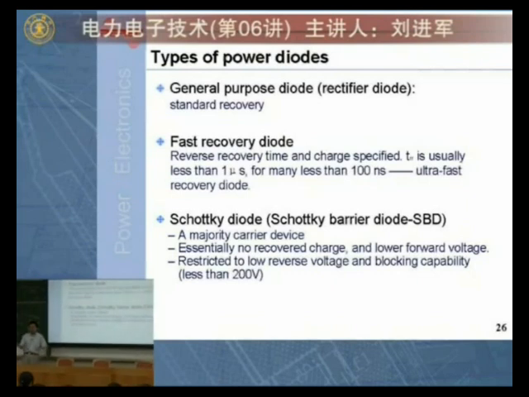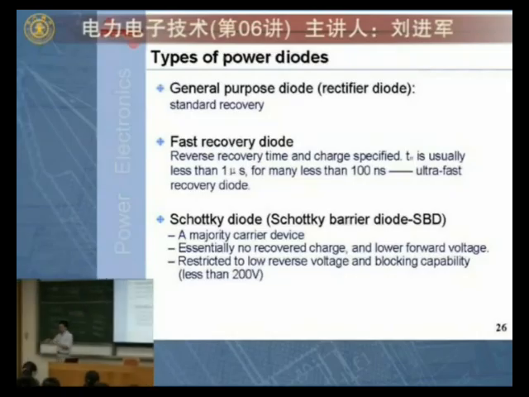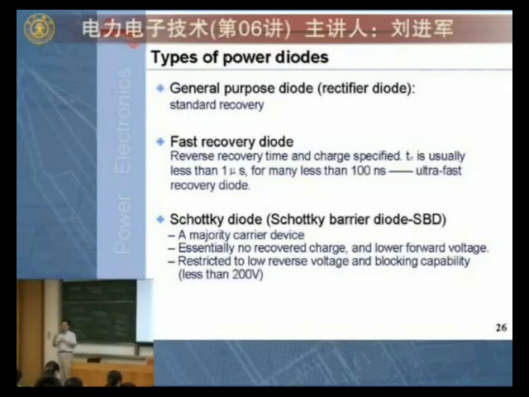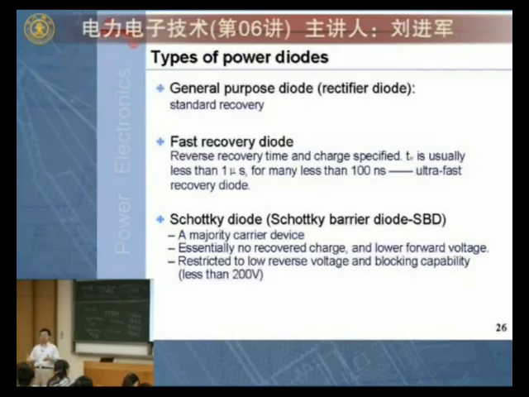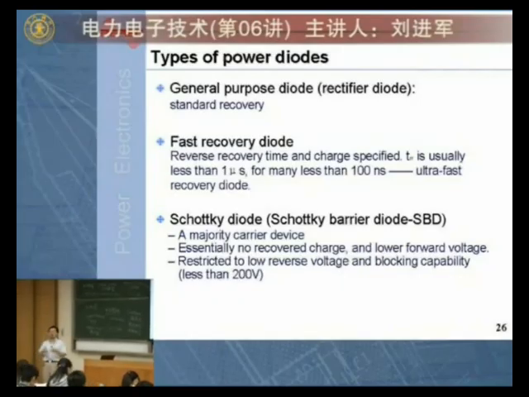So that's good. That means when you turn this diode from forward bias to reverse bias, this changing process is very fast, much faster, even much faster than a fast recovery diode. So that's the good side. So we need a lot of Schottky diodes in the future when you need to turn on and turn off a diode very, very fast.